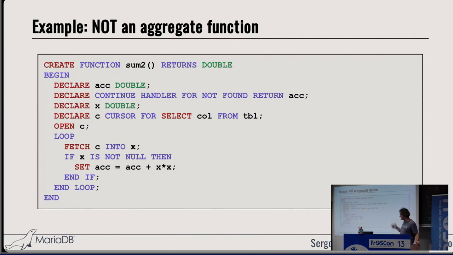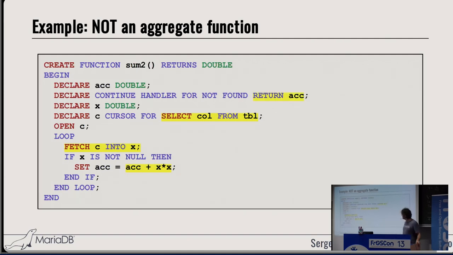And let me explain the logic of our approach. This is a completely SQL standard non-aggregate function which selects the data from the table, fetches the data in a loop from this cursor and computes the sum of squares for a particular column from a particular table. And then when the table is exhausted, the continue handler fires and then it returns the sum. So far it's nothing new, it's standard. This is completely standard and not aggregate.